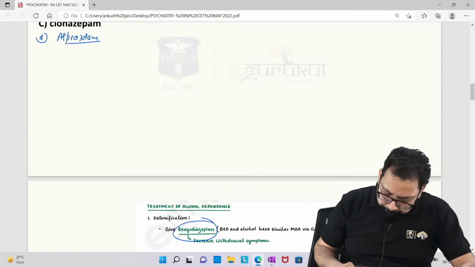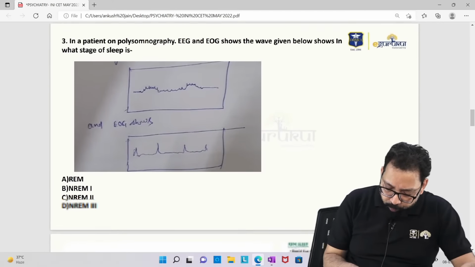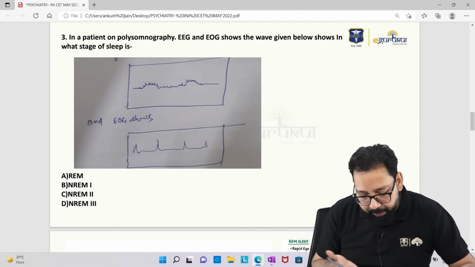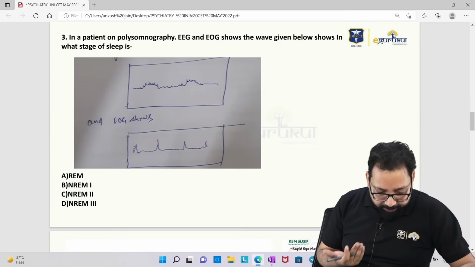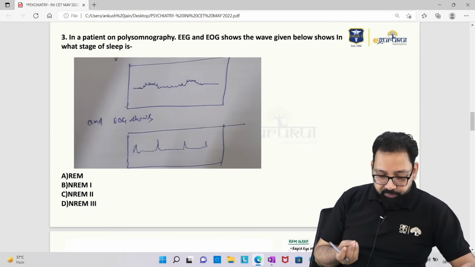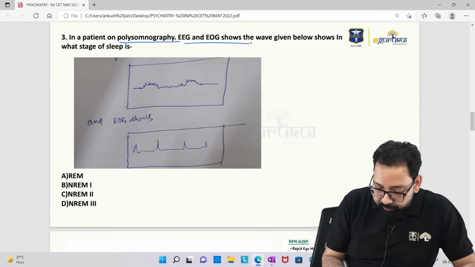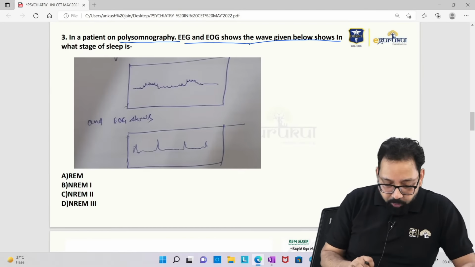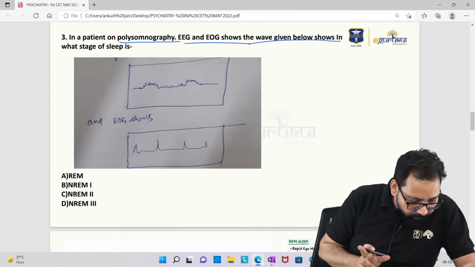Now the third question, polysomnography. You may consider it part of medicine, part of neurology, part of psychiatry, but in psychiatry I usually discuss it. A patient on polysomnography, EEG, EOG. I want your feedback on this question, because there is a question of a pregnant lady.